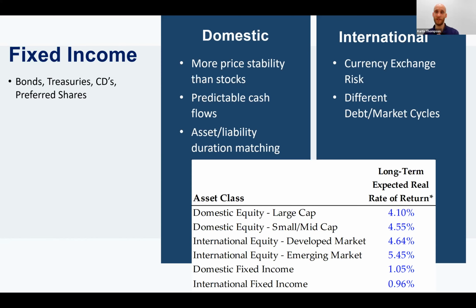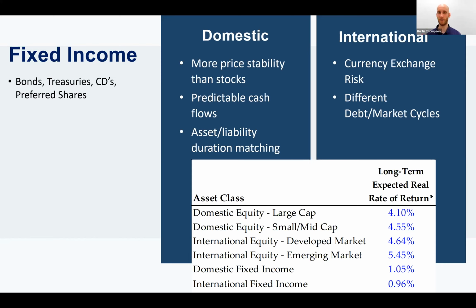Moving over to the right, this is our international fixed income. This is the same idea. The only thing is you're going to be investing in international companies, international government debt. And so again, you're taking on currency exchange risk. Part of the characteristic of this international fixed income asset is that you have a different debt cycle. The debt cycle is, interest rates go up and interest rates go down. And in different countries, those interest rates go up and down at different rates at different points in time.